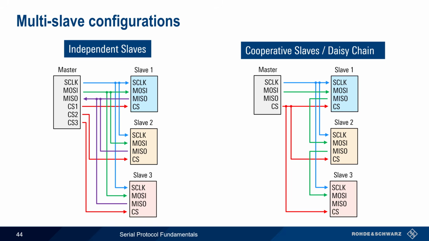If the first slave wanted to send data to the master via its MISO line, this data is routed in the same way, from slave to slave, until it reaches the last slave, whose MISO line is connected to the master's MISO. Although cooperative mode reduces the number of required CS lines, it is more complex and may not be supported by some SPI devices.